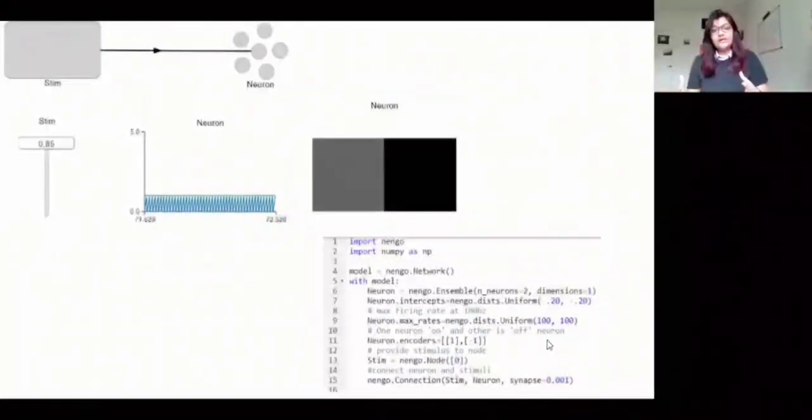Then the encoder will connect with the neurons, and for that, we need to provide some kind of stimulus. Then we need to connect the stimulus with the neuron and provide some kind of weight, right? Here we're providing the synapse, which is 0.001. Based on that, the neurons will be connected with each other for firing their activity. I hope this is easy to understand.